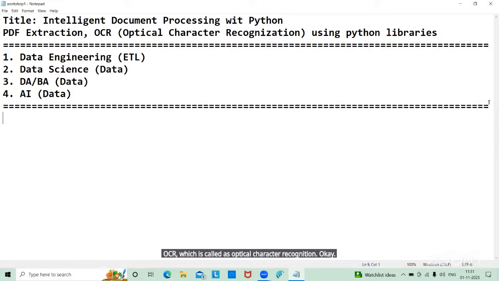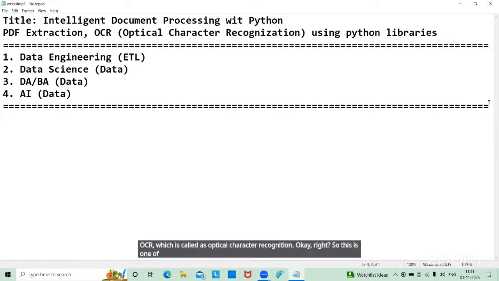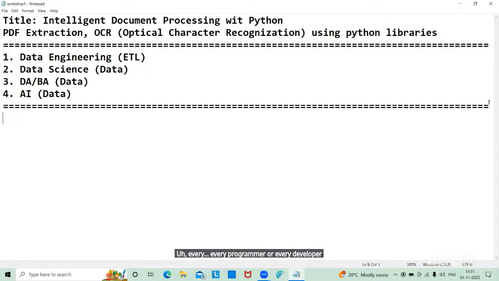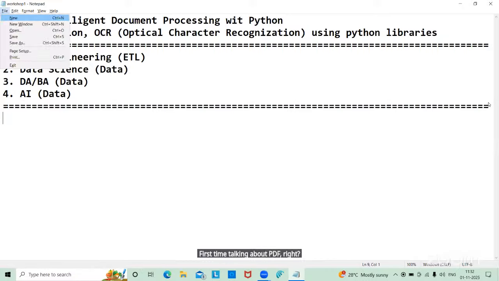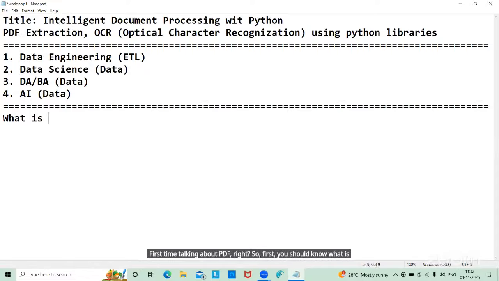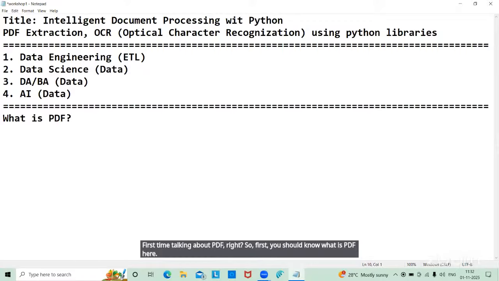Okay, right? So this is one of the important things for every programmer or developer who deals with data. He might be a data engineer, a data scientist, a business analyst or a data analyst. So compulsorily you need to have this knowledge, right? First of all, I'm talking about PDF, so first you should know what is PDF here. So what is a PDF?